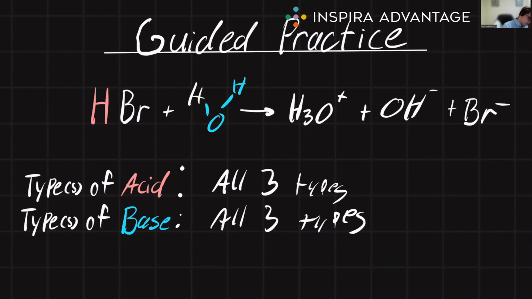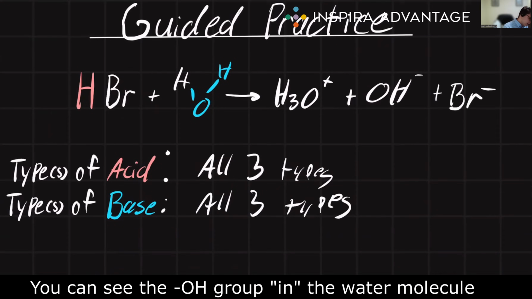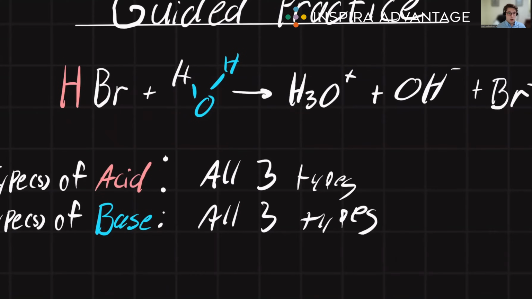So now that it's in blue, it becomes even more clear that the water is acting as that base, creating the hydroxide. So because water is producing a hydroxide, that makes it an Arrhenius base. Because it is donating electrons, it is a Lewis base. Because it is accepting a proton, it is a Bronsted-Lowry base.